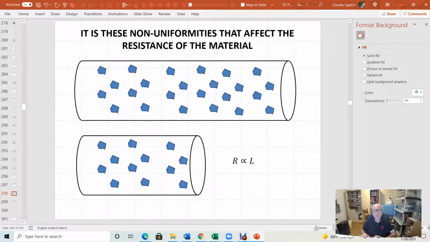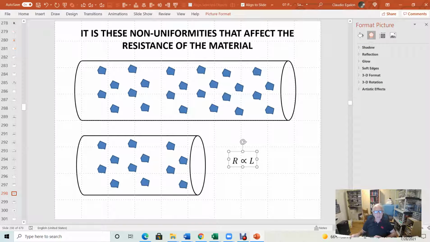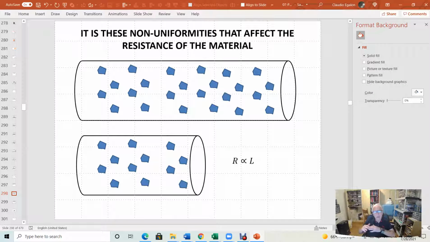Okay, we do know that the resistance depends on the length of the material. It's directly proportional to the length of the material. The longer the wire, the more resistance you have. This wire here has more resistance than this one because it has more non-uniformities along its length.